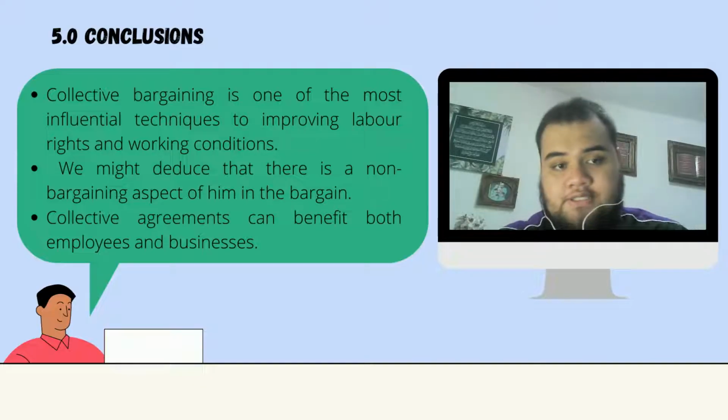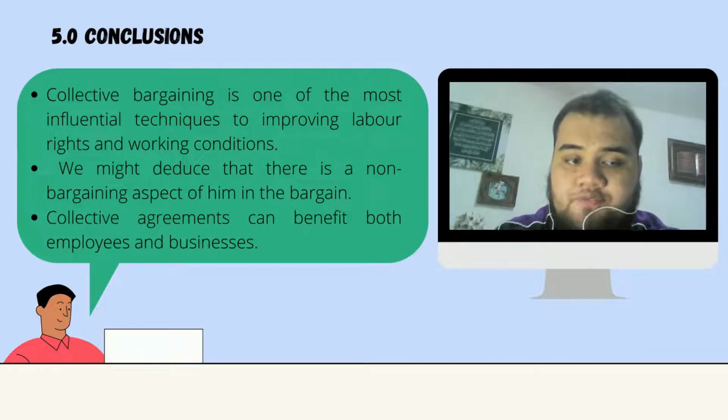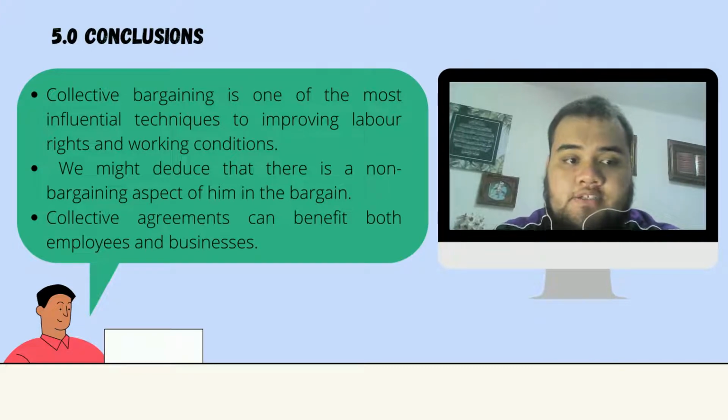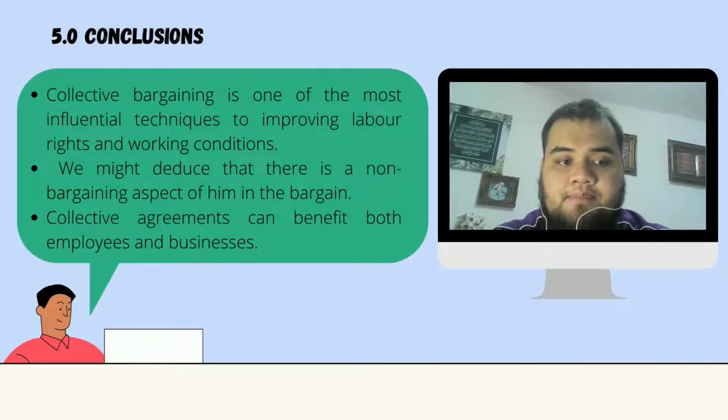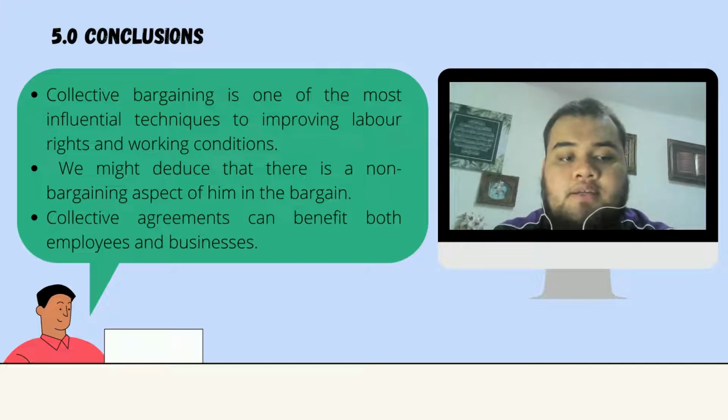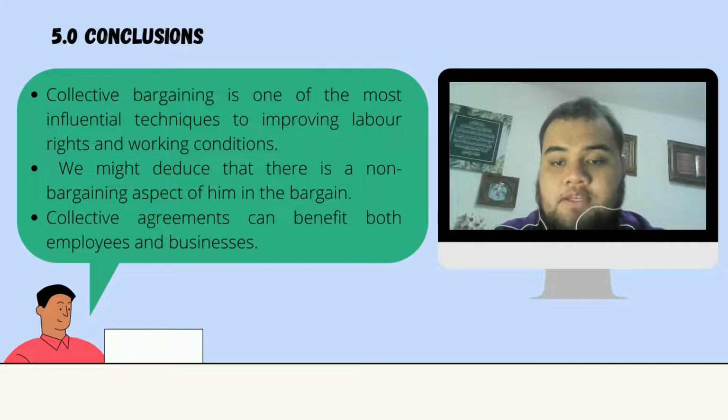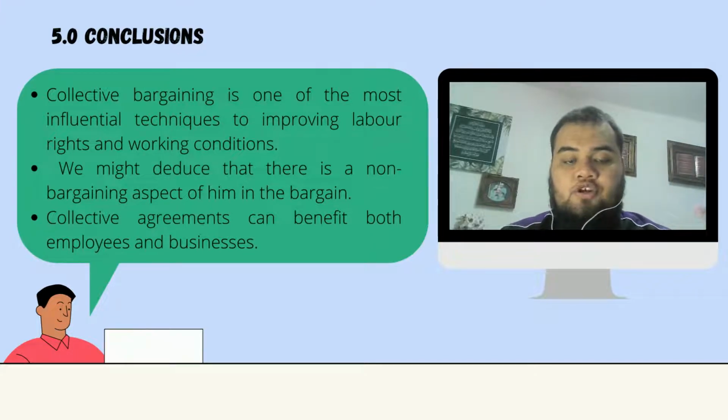So, for the conclusion, collective bargaining is one of the most influential techniques to improve labor rights and working conditions. Collective bargaining is a technique used by trade unions to negotiate for improved working conditions for their members. Furthermore, we might deduce that there is a non-bargaining aspect to it. The 5 items in the non-bargaining part have already been addressed in detail as to why they are not included in collective bargaining. Aside from that, the 5 issues are outside the scope of collective bargaining.